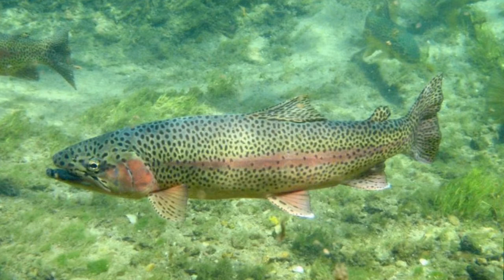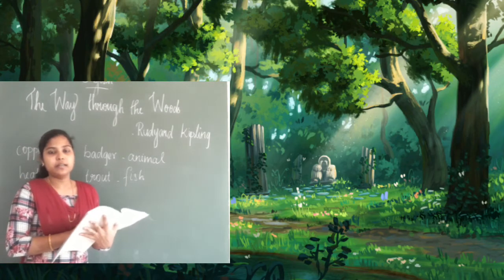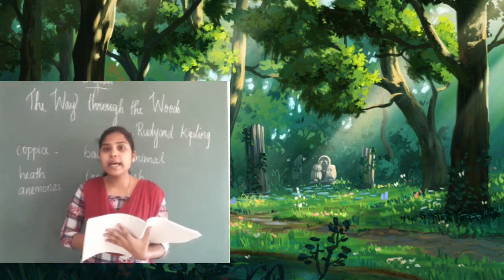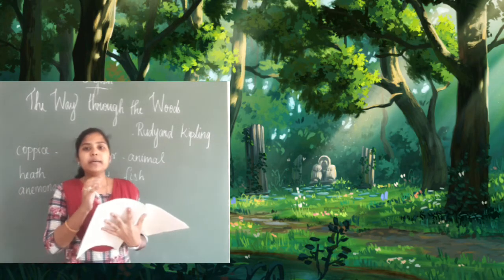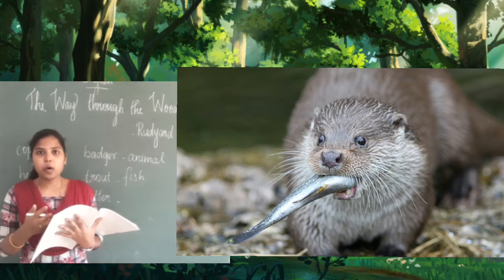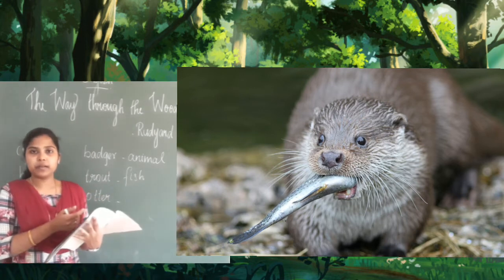Trout is a variety of fish, and in the pool we can see this particular kind of fish there in the woods. And the otter whistled his mate. Otter is also an animal, and this particular animal has webbed fingers like a duck and a frog. This particular otter lives in a river.